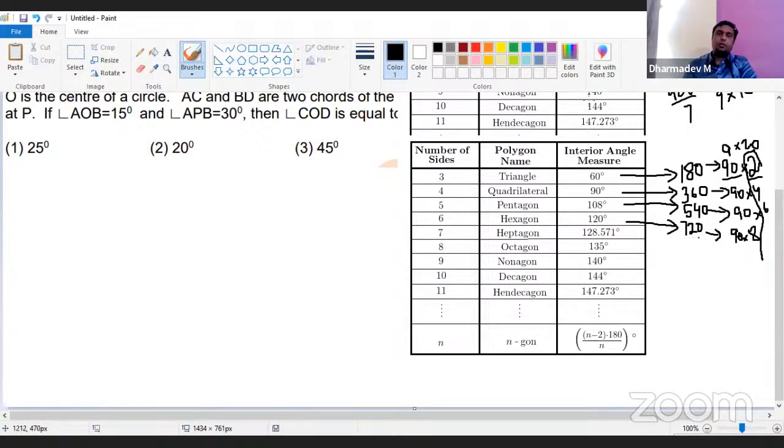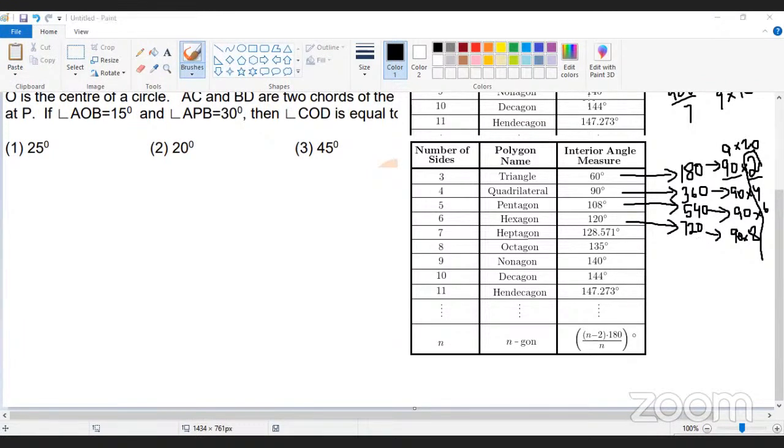So now check it. 720 divided by 6. Are you getting 120? Yes, sir. Understood the shortcut? Now just check whether it will work even for 7. So 90 times 10, 900. So 900 divided by 7. Does it give you the value they have given, 128.57? Are you getting that value? Yes, sir. Okay, understood the shortcut, right?